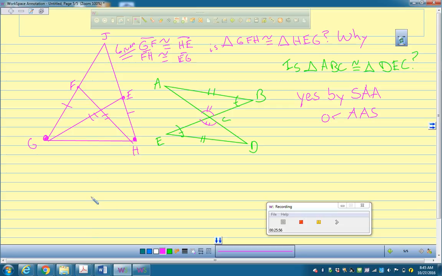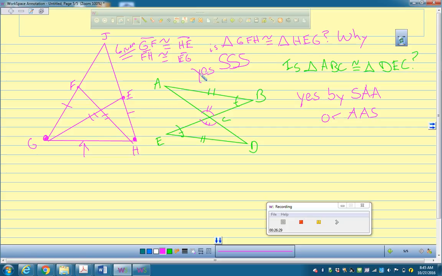Well, because they share the bottom side. Very good. They share side GH. See that? They have GH in common. So what would that be? Side, side, side. You get it? You have to look at the picture, see which ones you're given, and make sure that the three pieces you have are ones that work, right?